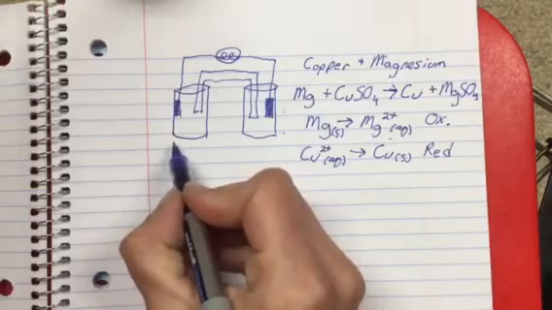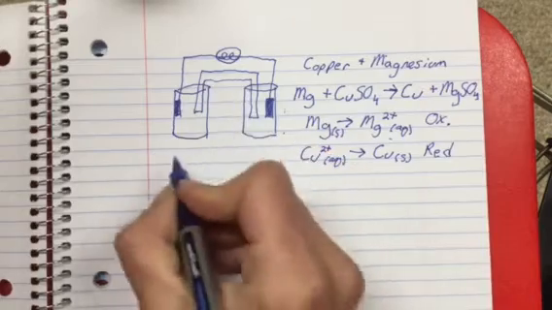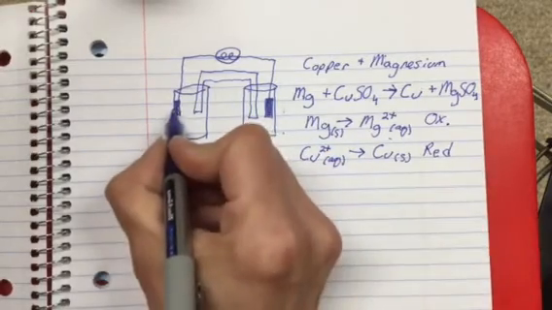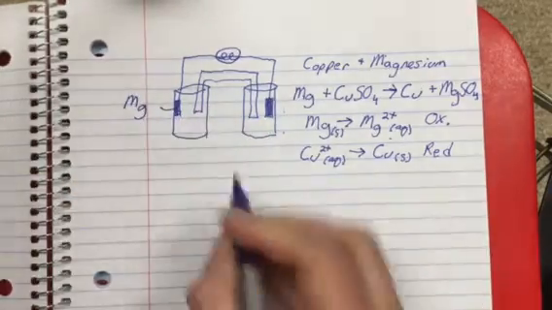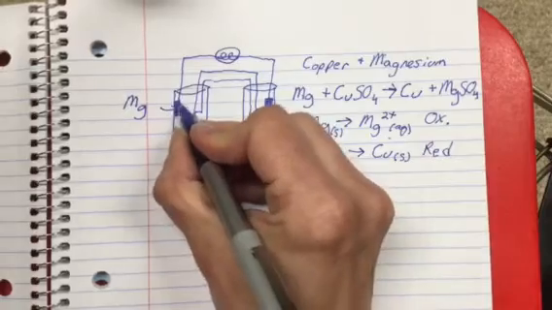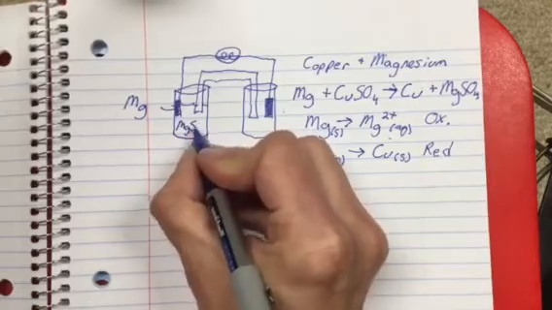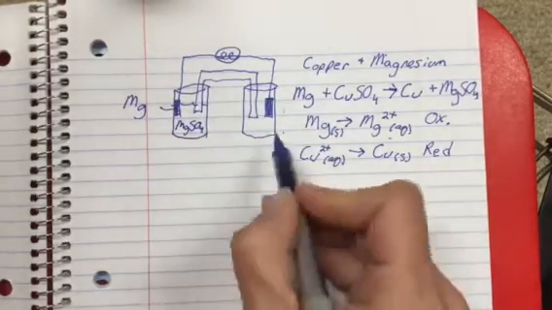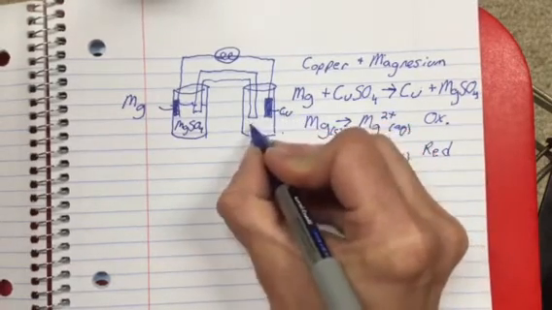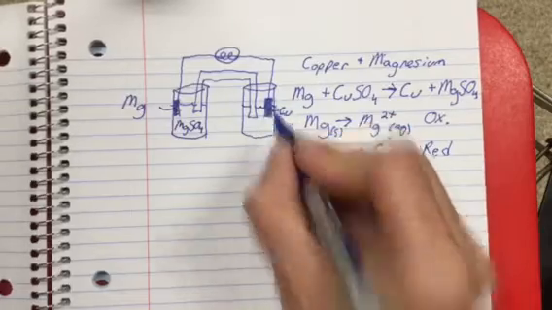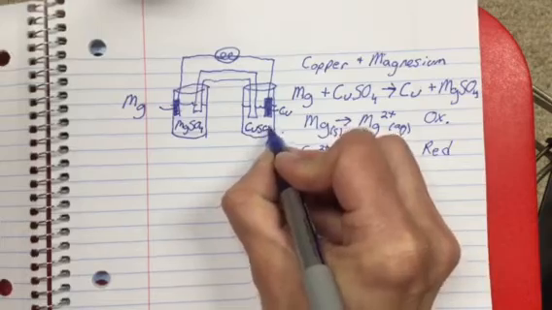So over here in our cell, what are we going to do? By convention, we always put the oxidation half cell on the left and the reduction half cell on the right. So we're going to put the magnesium over here, which means this strip of metal is going to be magnesium, and this solution in here is going to be magnesium sulfate. And in here on my reduction side, this strip of metal we're going to label as copper, and we're going to label this liquid in here as copper sulfate.